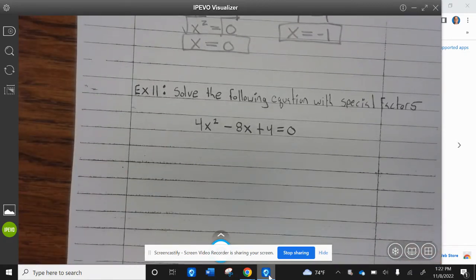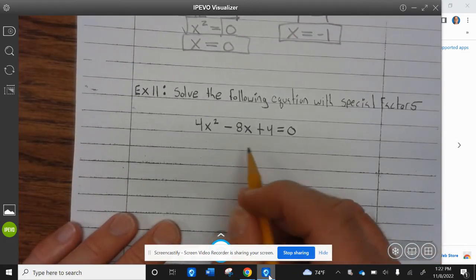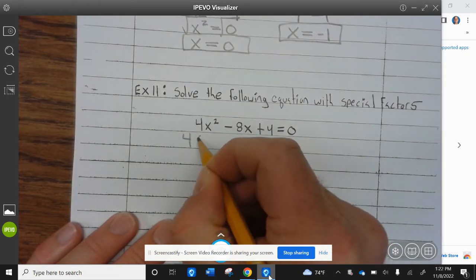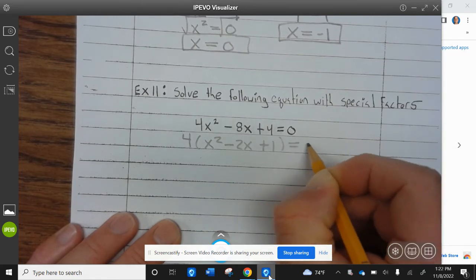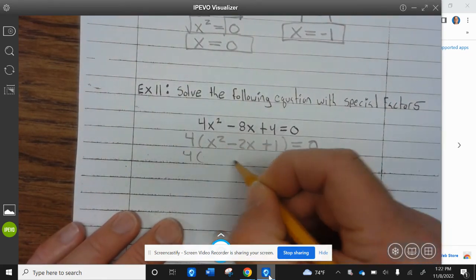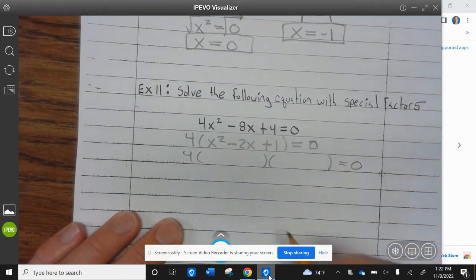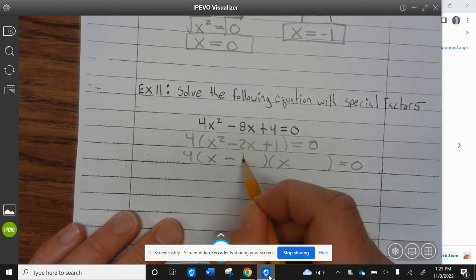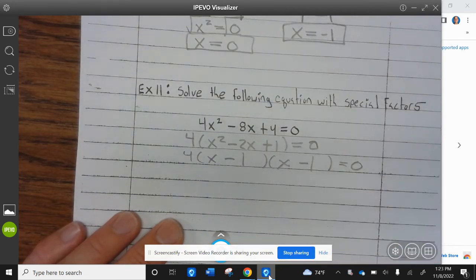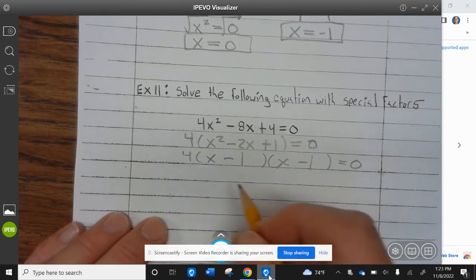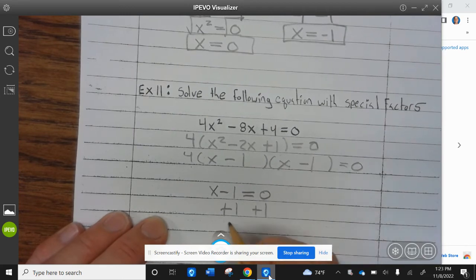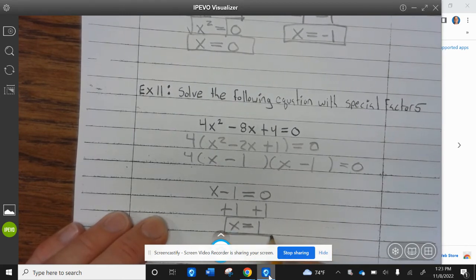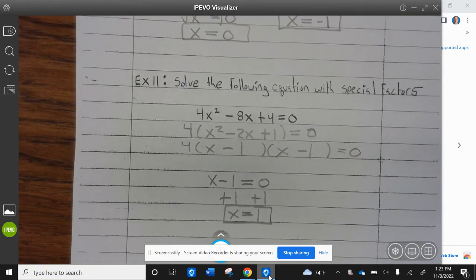All right, example 11. Solve the following equation with special factors. Now, we can actually factor out a 4, which leaves x squared minus 2x plus 1 equal to 0. 4, 2 parentheses, equal to 0. X and x. In order to get a positive 1 but a negative 2, that's minus 1, minus 1. You don't need to set 4 equal to 0, so all you have to do is set x minus 1 equal to 0. Add 1 to both sides. X equals 1. All right, go ahead and finish up example 11.